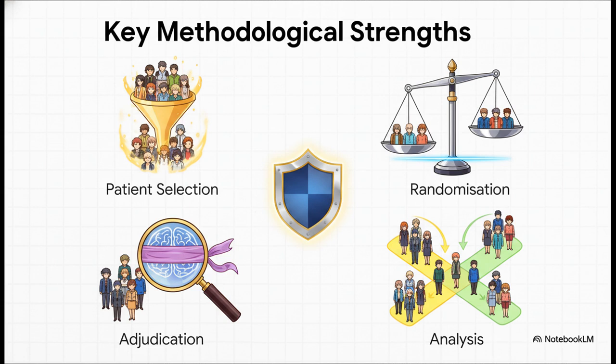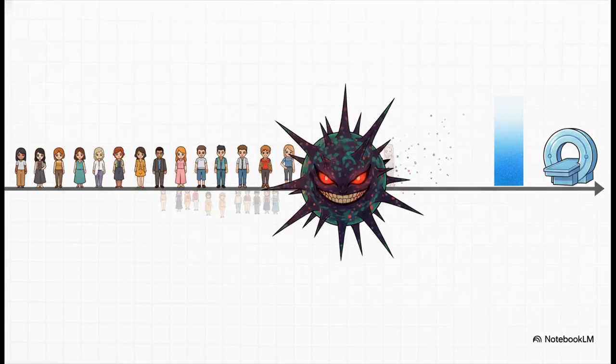Third, as I just mentioned, the blinded outcome adjudication by independent neurologists and neuroradiologists is a massive plus. It minimizes observer bias, which is absolutely critical for a somewhat subjective endpoint like silent infarction. And finally, the analysis was by intention to treat. This correctly handles any patient crossover and it preserves the integrity of the randomization. You must comment on this.